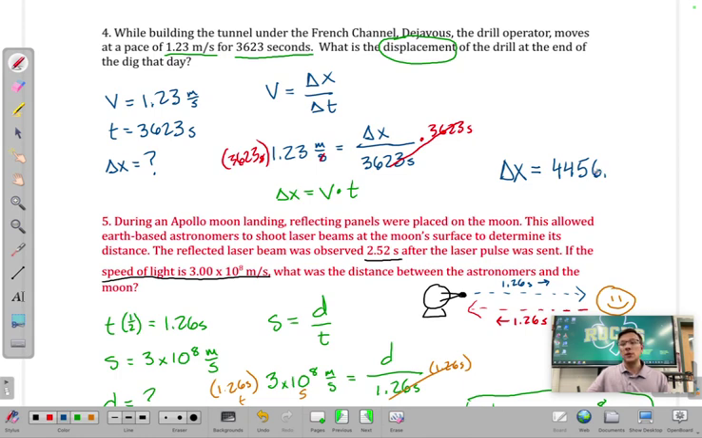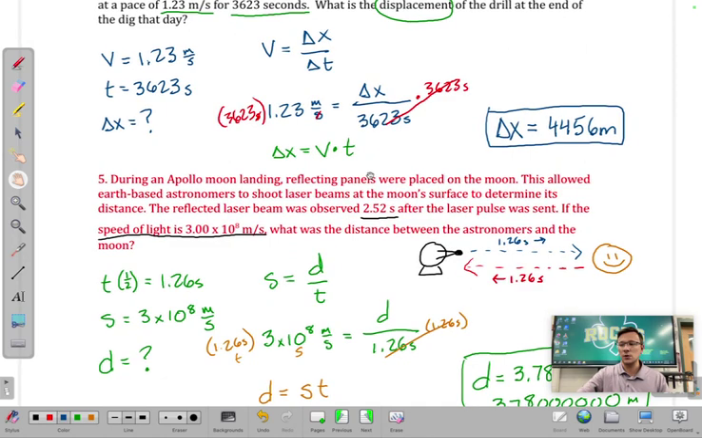Technically, we should go to about 3 sig figs here, so that would take us to 4,450. We'll go ahead and just leave it at 4,456 meters. Okay. While we want to be conscious of sig figs, I'm not going to be a huge stickler on it. I would like you to consider it, though.